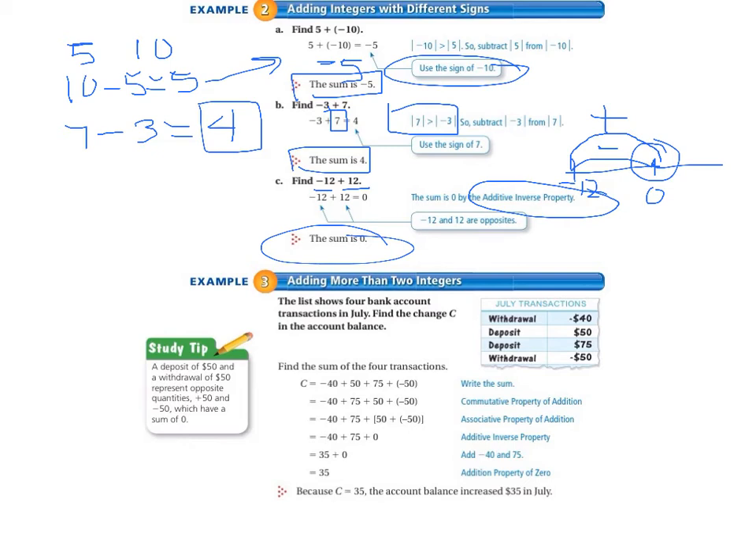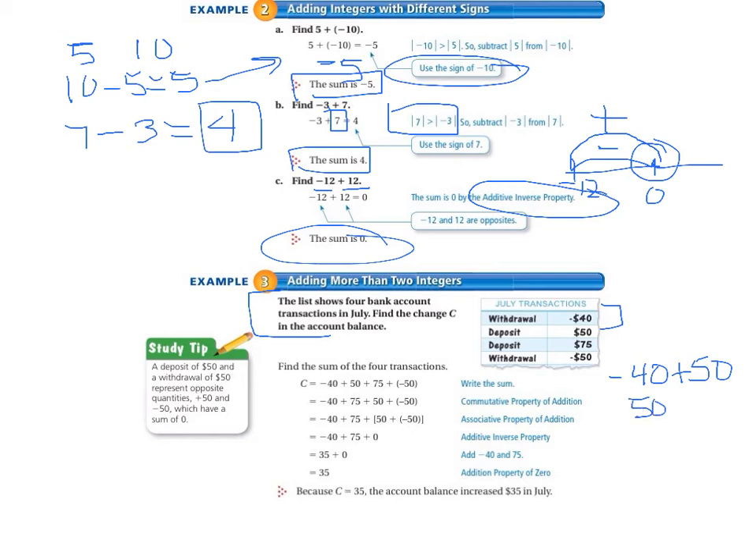Example 3, adding more than 2 integers. Now, the book kind of makes this a little bit hard. The easiest way to do it is to simply take 2 at a time. So it says to write the whole sum out, which is fine to do, but then really you just want to take 2 at a time. So take negative 40 plus 50. You're going to look at 2 of these at a time, negative 40 plus 50.